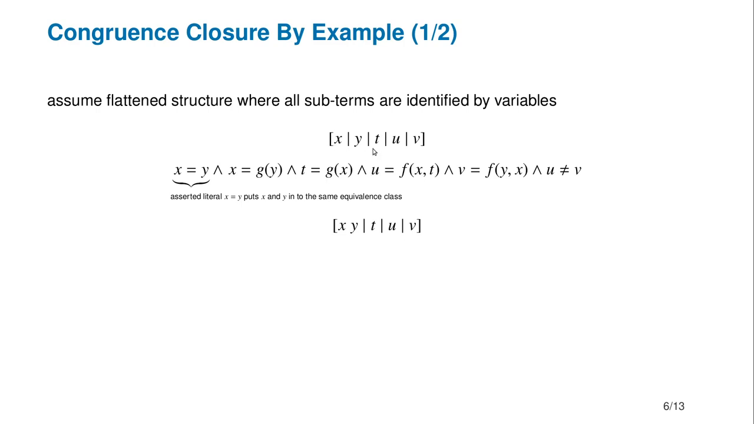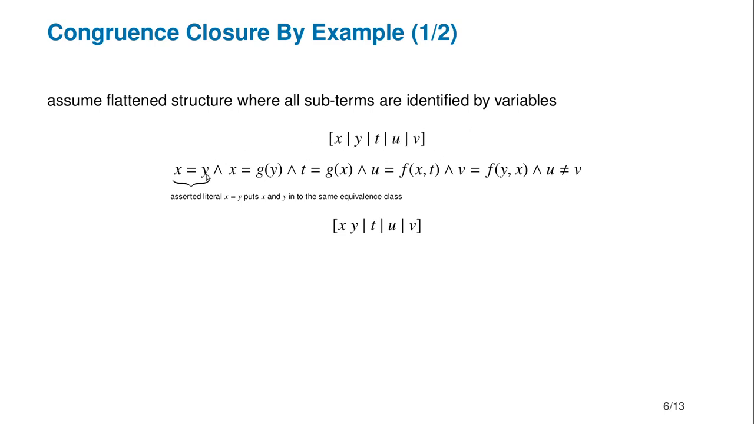And we put each variable into a separate equivalence class. And what we do now is we merge the equivalence classes until no further merging is possible. Then we know that this formula here is satisfiable. Otherwise, if we see that we have elements in one class which should be unequal, then we know we have a contradiction.